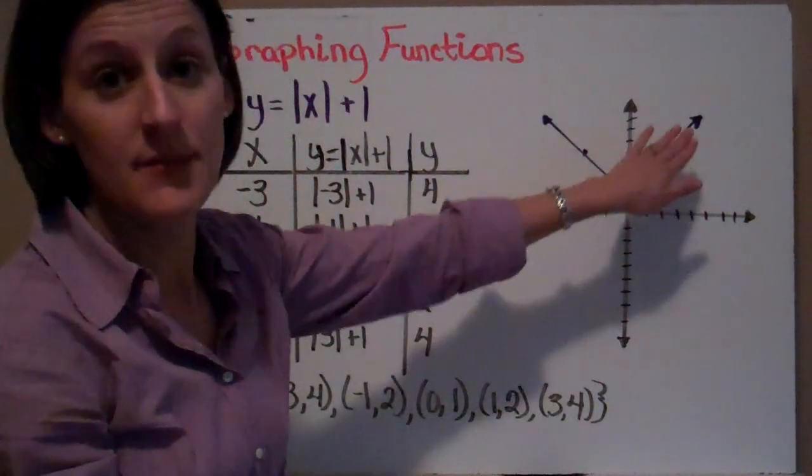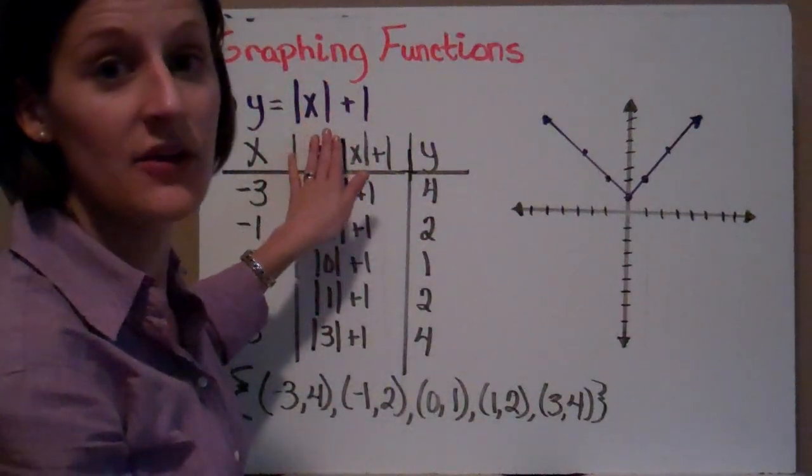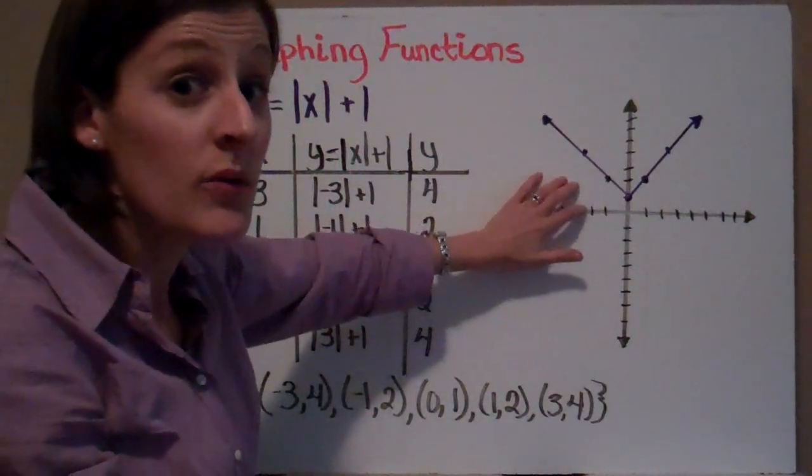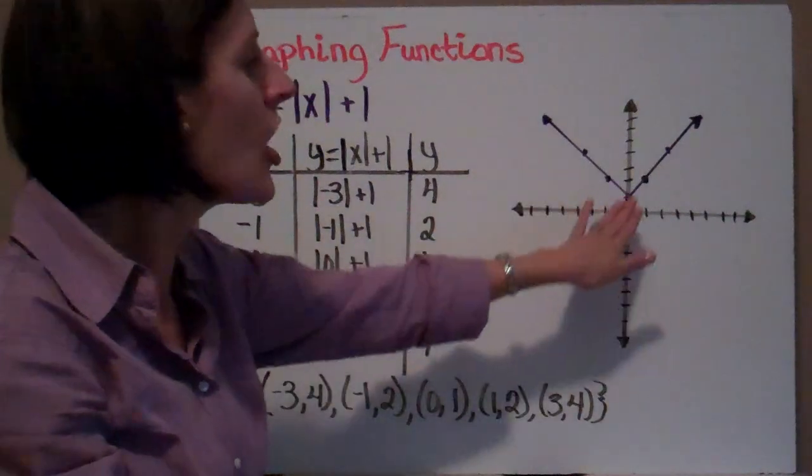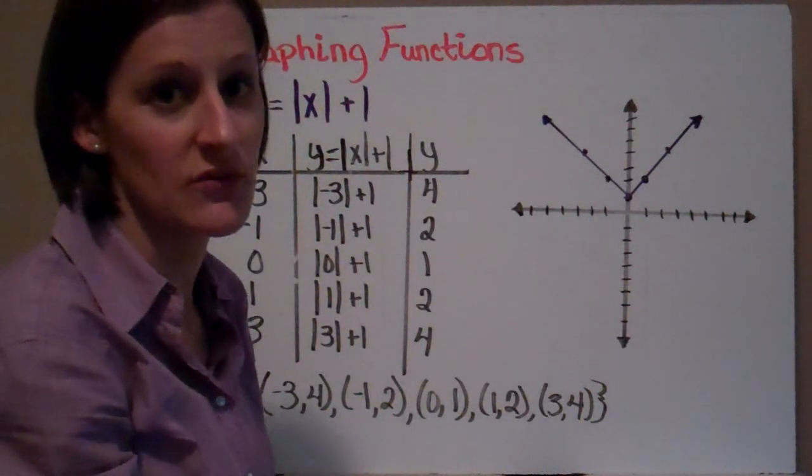Now, I connect my lines, and notice with the absolute value function, I get a V. It will always be a V, just a key hint there, always going to be a V when you have an absolute value.